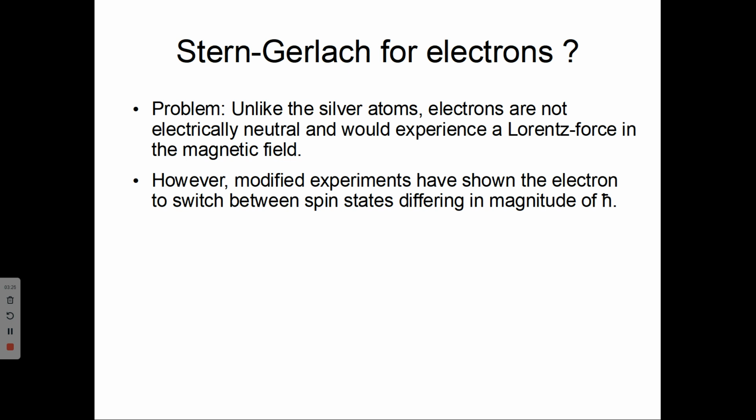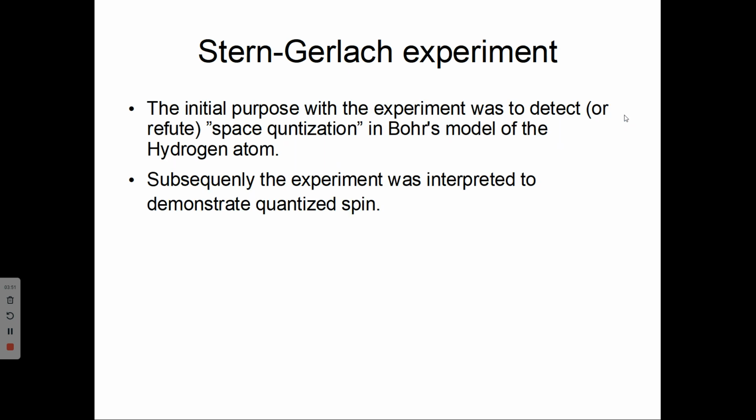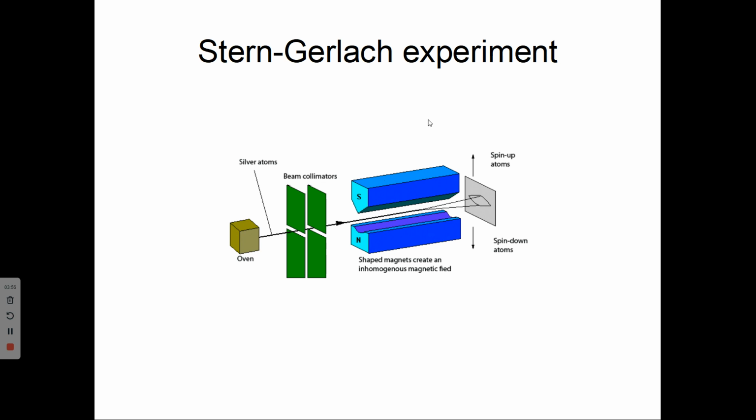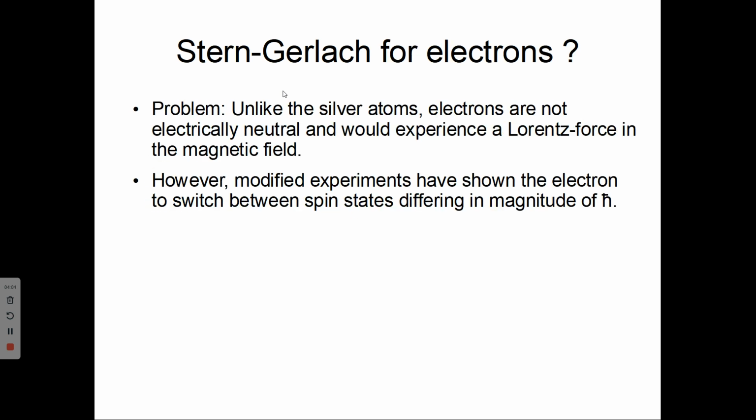But then the question is, could we do the same experiment for a single elementary particle like the electron? Well, there's a problem here, and that is that the electrons are not electrically neutral. The electron is a charged particle, and if we put it through a magnetic field, it would experience a Lorentz force. So it would presumably go through some kind of circular trajectory, and then it would mess up the experiment, to say the least. Probably. But modified experiments have been done where they instead, as far as I've seen, show the electron switching between spin states, and the difference in magnitude of these is Planck's constant, h bar.